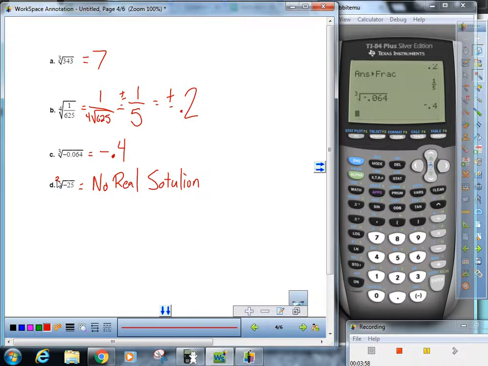So if the directions say state the real solutions, you would write no reals. If the directions say solve or simplify, then you would write plus or minus 5i. And honestly, if you wrote plus or minus 5i and it said state the real solutions, I'd still be happy that you recognized that this is 5i. Okay? All right.